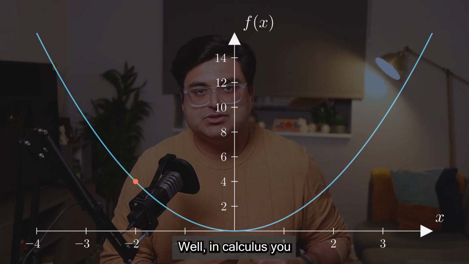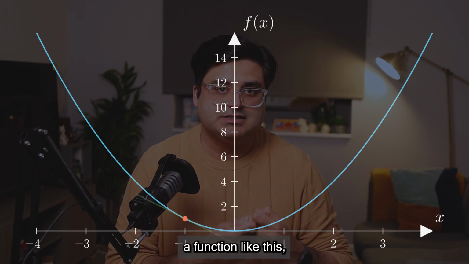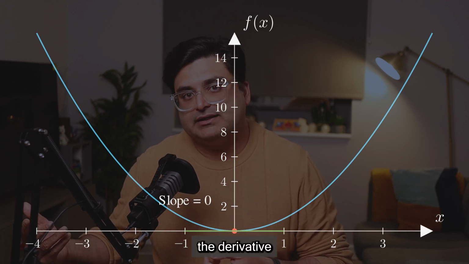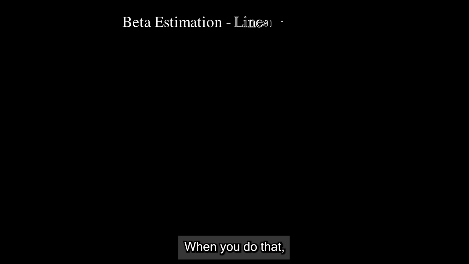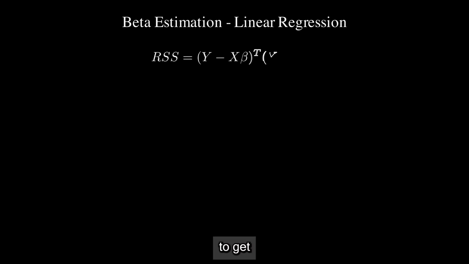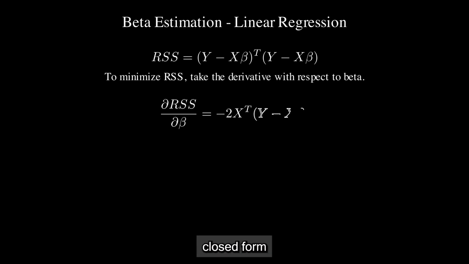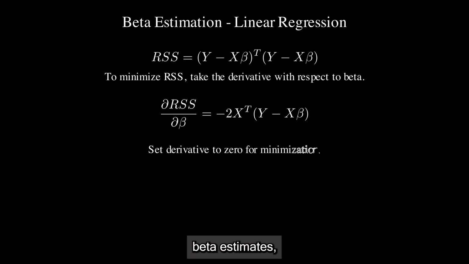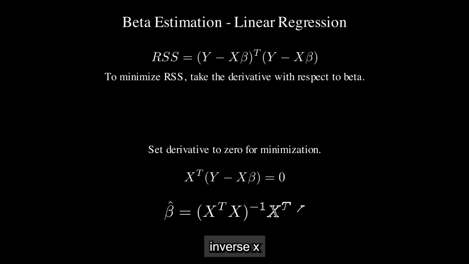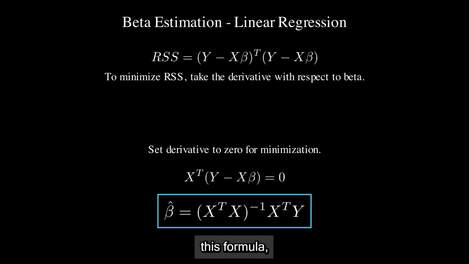Well, in calculus, whenever you have a function like this, you take the derivative and equate the derivative to 0. When you do that, you can solve this equation to get the estimates of the beta, and this is the exact closed form solution of the beta estimates, which is (X transpose X) inverse X transpose y. If you look at this formula, it only depends on X.